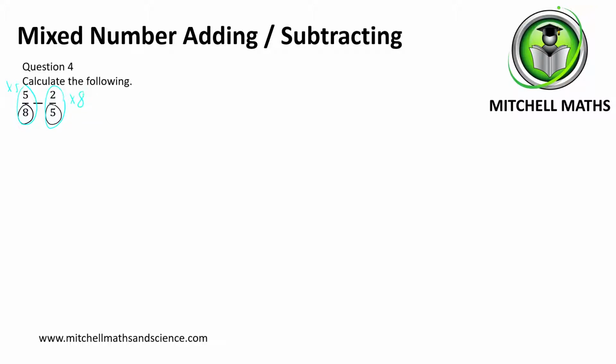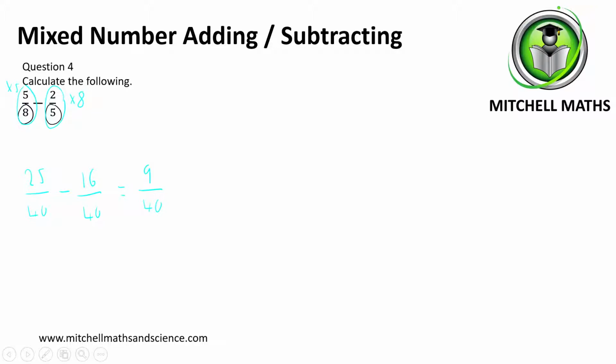5 times 5 is 25, so I've got 25 over 40. 2 times 8 is 16, so I'm going to take away 16 over 40. 25 over 40, take away 16 over 40, leaves me with 9 over 40. And I can't simplify that down anymore, so that's my answer.